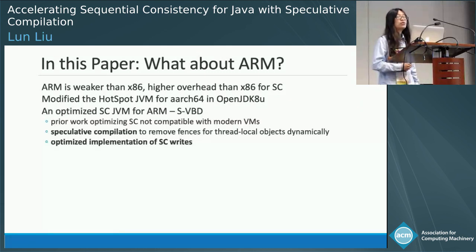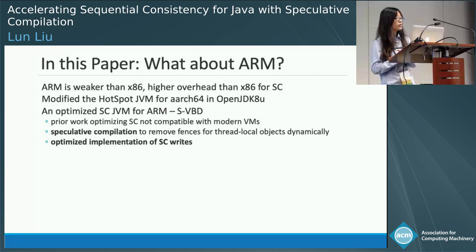So we also wanted to optimize the implementation. There is some existing work trying to reduce the cost of SC for languages. However, many of those prior works rely on techniques such as offline whole-program analysis. In a modern VM, where you have features such as dynamic class loading and JIT compilation, such techniques have limited effectiveness.